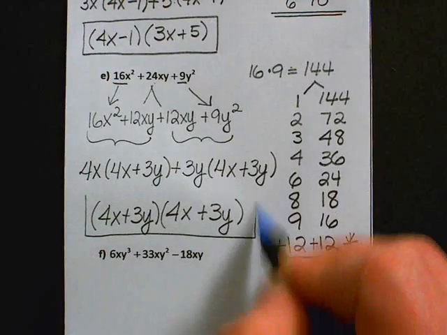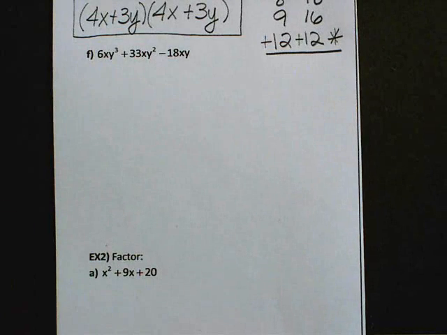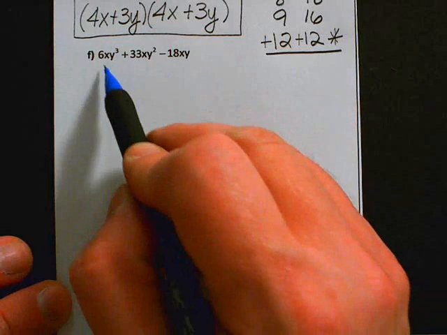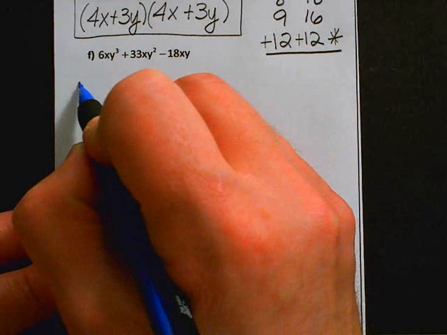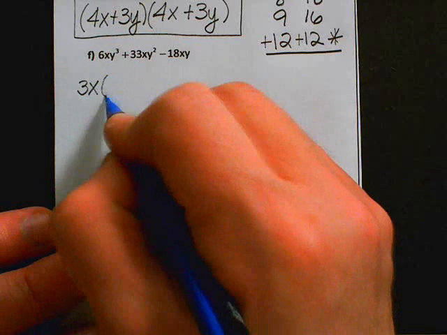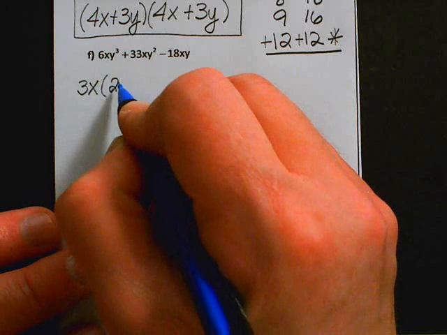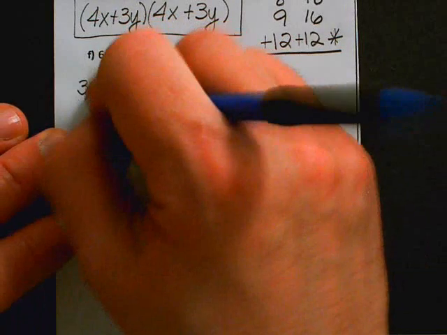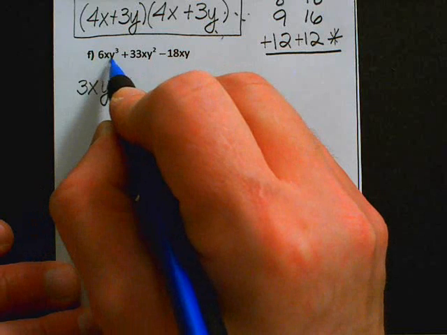Okay, let's proceed to the last problem of example number 1. First of all, ask yourself, can I factor anything from all three? And I see that I can factor a 3 from all three, as well as a letter x. So 6xy to the third divided by 3x becomes 2. I can also factor out a y, because there's y's on all of them. So I can factor 3, an x, and a y.